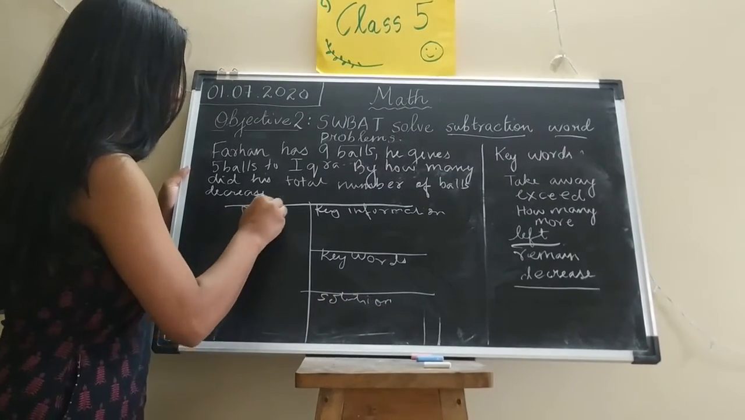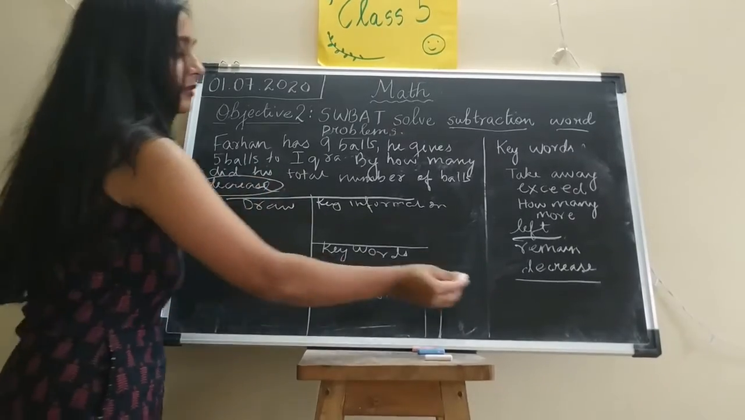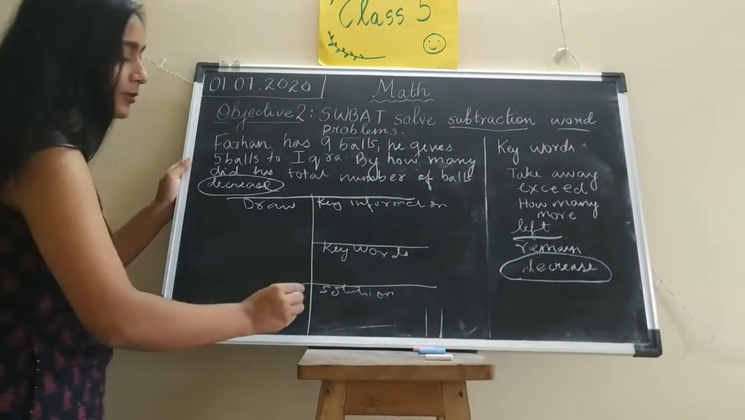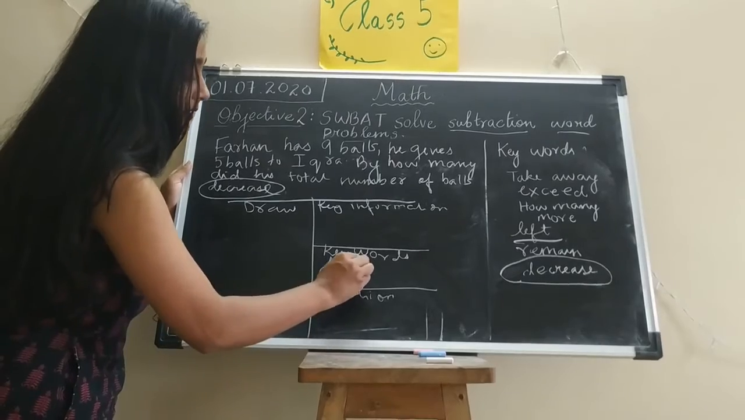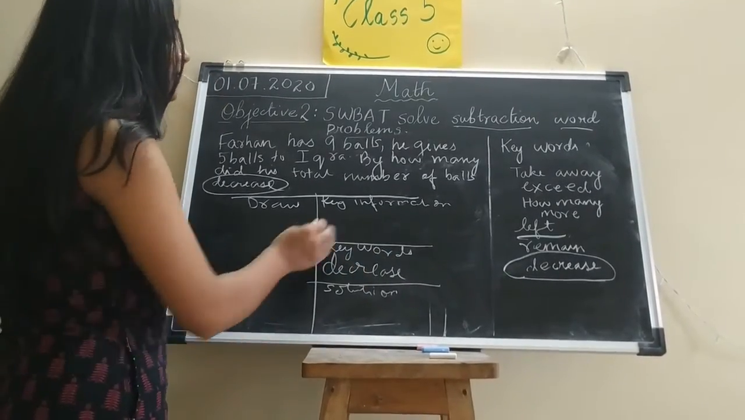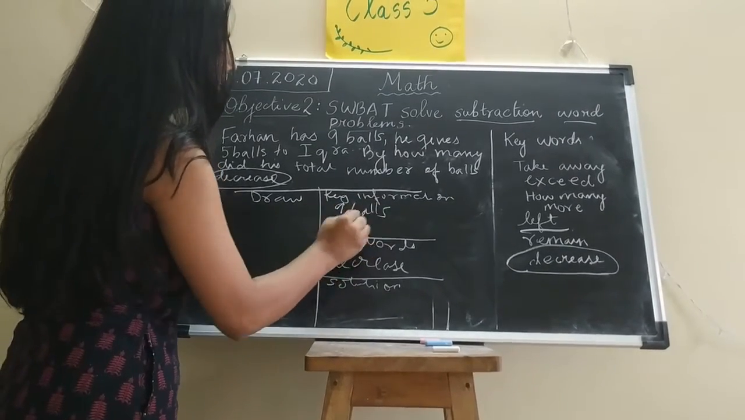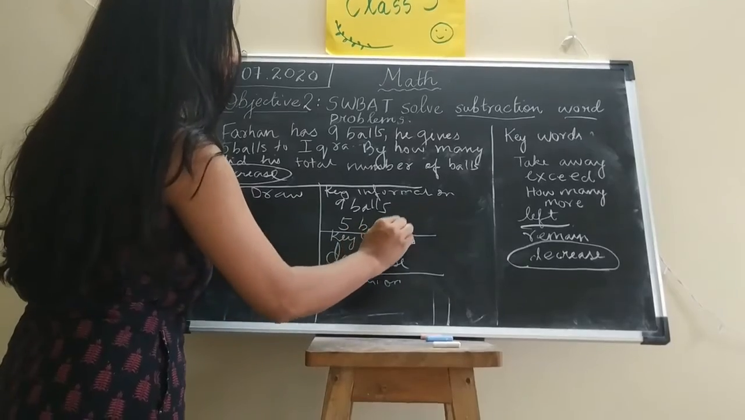Here we'll draw. So what is the keyword here? The keyword is decrease. You see decreases in our list. So we'll write the keyword decrease. If it is decrease, what do we have to do? We have to subtract, right? What is the key information that is given? That Farhan had 9 balls and he gave 5 balls to Ikra, right?